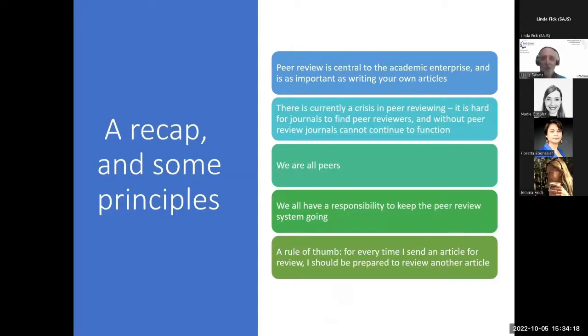So just to recap a little bit, peer review is absolutely central to the whole academic exercise.